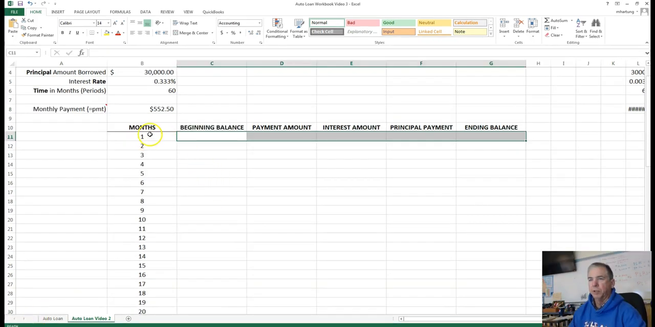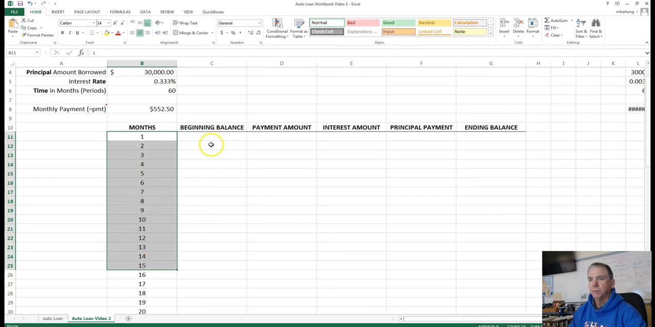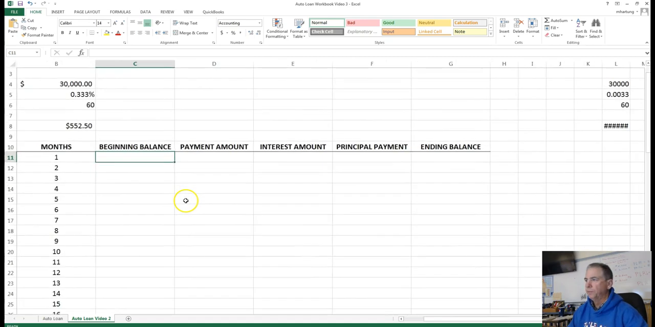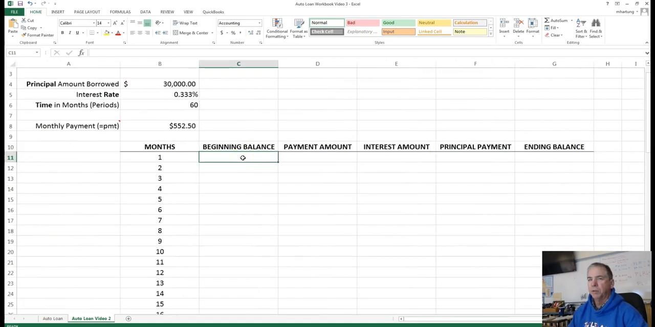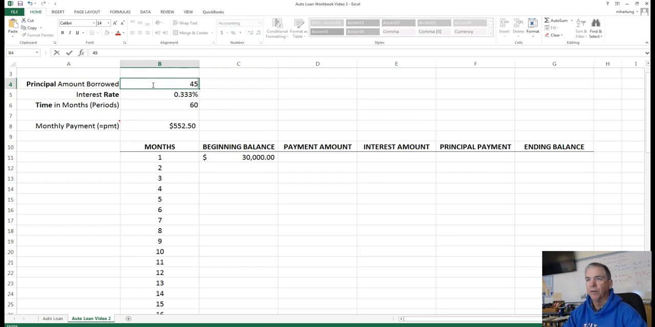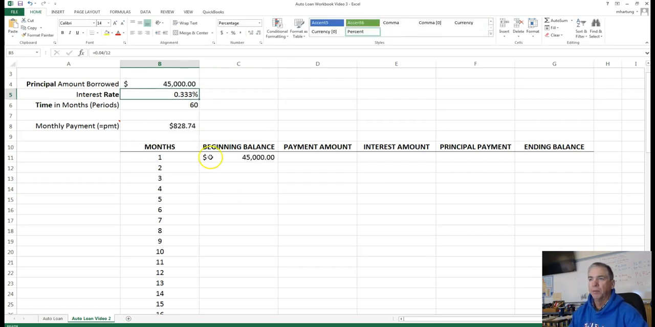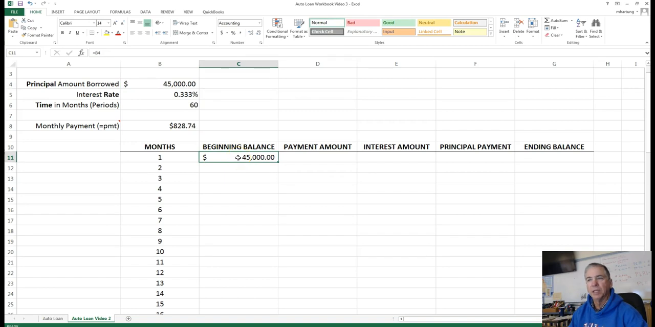And with those monthly periods completed, we can now begin completing our table. Step number 1, the beginning balance. Let's go ahead and put an equal sign, and rather than type the amount there, let's go ahead and click on where that amount is in cell B4. So we're going to reference B4. So that becomes a formula, equals B4. And so whatever value is in B4 will show up in C11. So if I were to change this to 45,000, it's going to automatically update the value that begins our table.